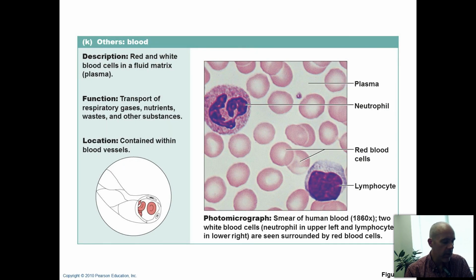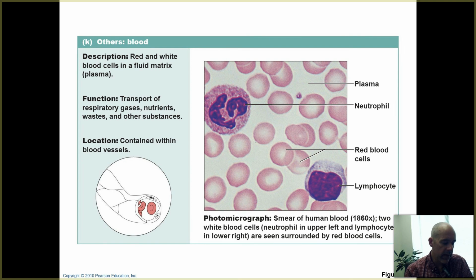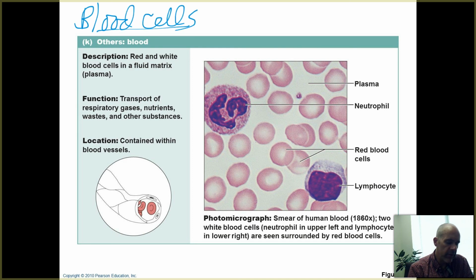And then finally, blood. We're not going to go into a lot of details on blood, because when you get to Biology 202, you will cover blood in more detail. But it is a connective tissue because you have blood cells. You have red blood cells and white blood cells. And then your matrix is the liquid portion. So blood has a liquid extracellular matrix that is also called plasma.